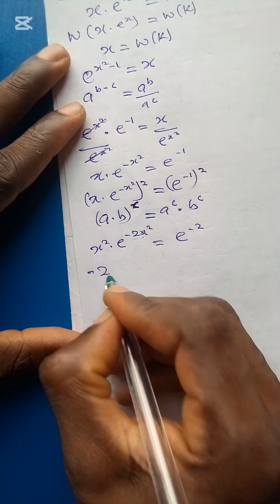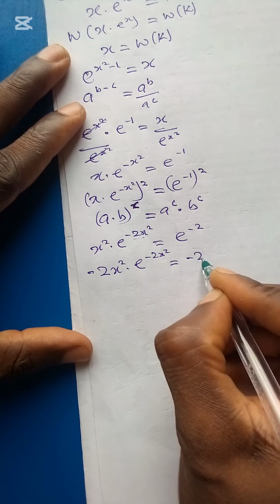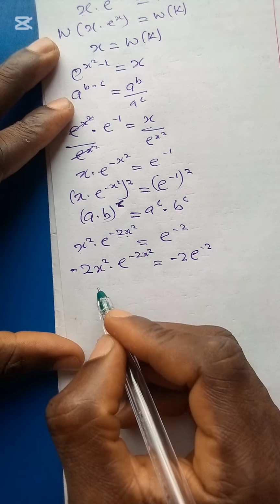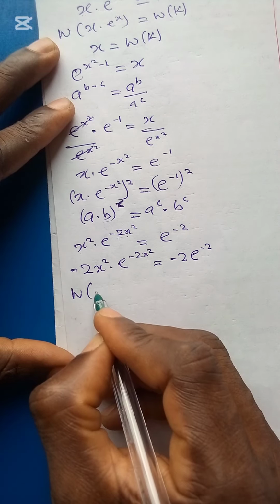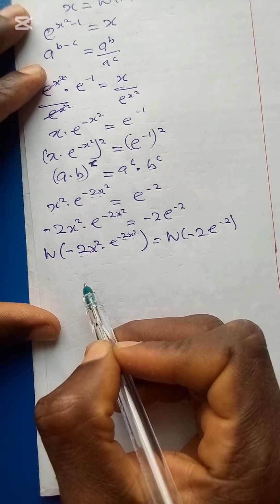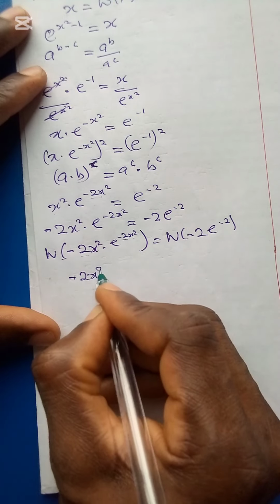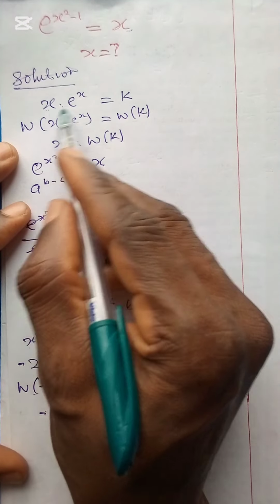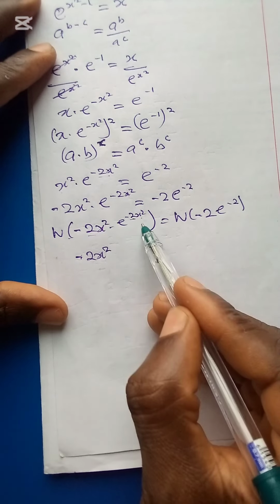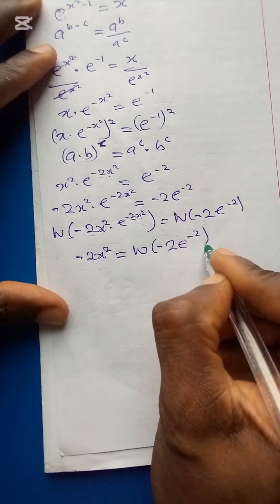So that becomes minus 2x squared times e raised to the power minus 2x squared equals minus 2 times e raised to the power minus 2. Good. So I can comfortably take the W of both sides. We see this and this are exactly the same. So when we take W of this side, here becomes minus 2x squared according to this property. We see it simplifies into this, equals W of minus 2e to the power minus 2.